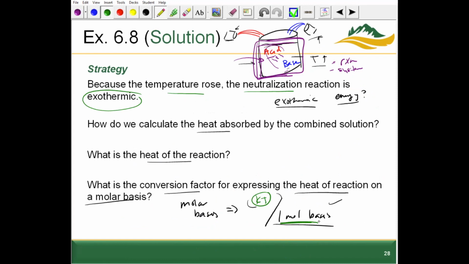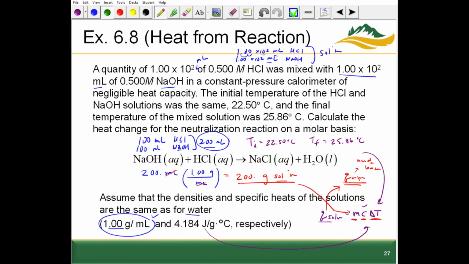So this will be a good review on molarity. Remember, capital M, molarity is how many moles per liter. We need to know how many moles so we can divide that number of kilojoules by the correct number of moles. Going back to our reaction, we have 1 mole of NaOH for every 1 mole of HCl.